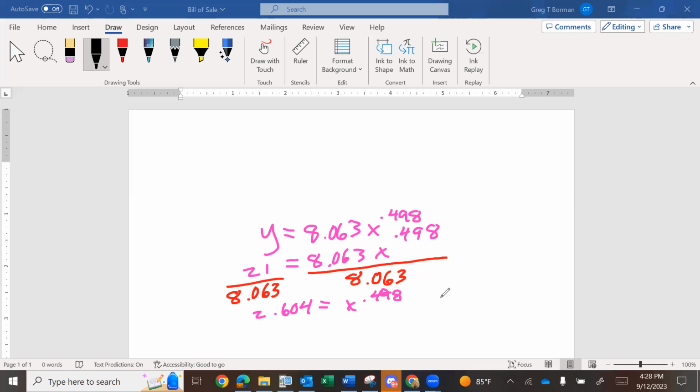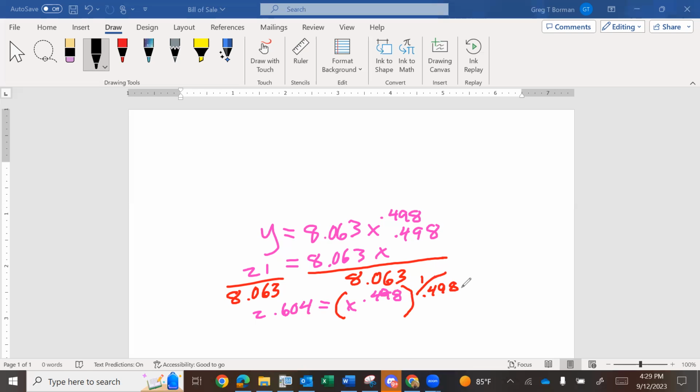Now we're going to do something you might very well have never done before. We want to get x by itself, that's how it always is in equations. And x is being raised to the 0.498 power. These are not multiplied together. If they were, we would just divide this away, easy peasy lemon squeezy. But this is an exponent on the x. So what we're going to do is raise the right side of the equation to the 1 divided by this power.